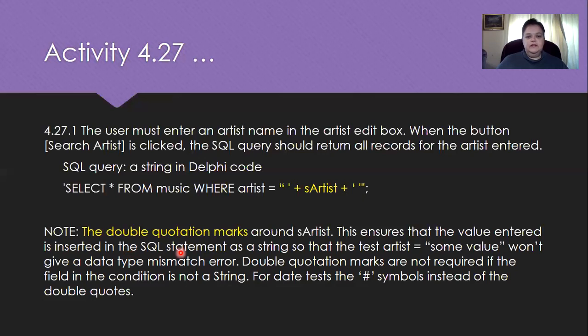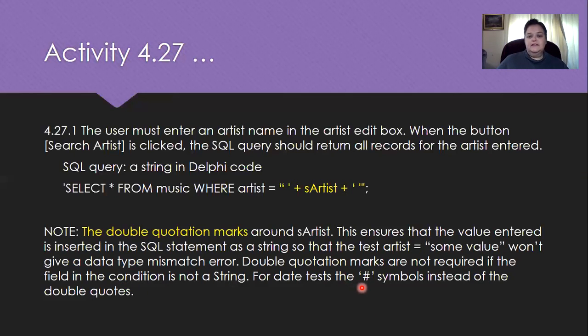So it is inserted in the SQL statement as a string so that the test artist some value won't give a data type mismatch error. Double quotation marks are not required if the field in the condition is not a string. So if this was a value that I was working with, then I wouldn't have to have double quote, single quote, variable, single quote, double quote.